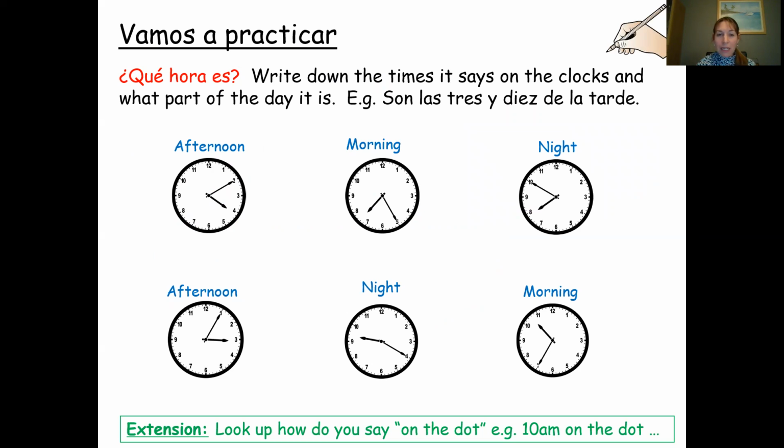So there is also an extension task there. This is quite an interesting one. I would like you to look up, if you can, how you say on the dot, or sometimes we say on the nose. For example, if someone asks the time, we might say it's 10 o'clock on the dot, or it's dead on 10. That expression, how would you say that in Spanish? Have a look at it online and see if you can find the answer to that. But to do the writing task, I'd like you to pause this video, and you'll probably need about 5 minutes to complete that task.